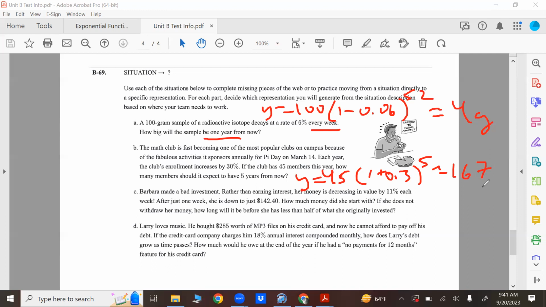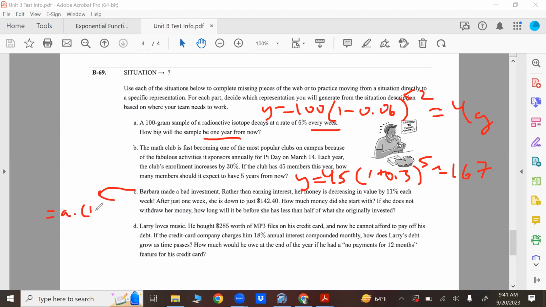Her money's decreased by 11% each week. After 1 week, she's down to 142.4. How much does she start with? So here's the equation, y equals ab to the x, right? What am I going to plug in here, guys? How would I do this? Actually, I'll do C over here because I need more space. Well, hold on a sec. Do I know A, guys? I don't know A, right?